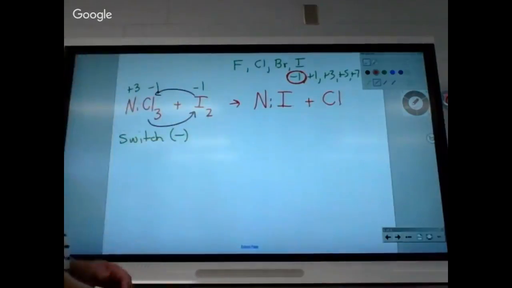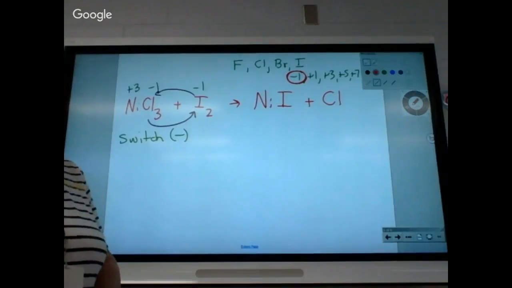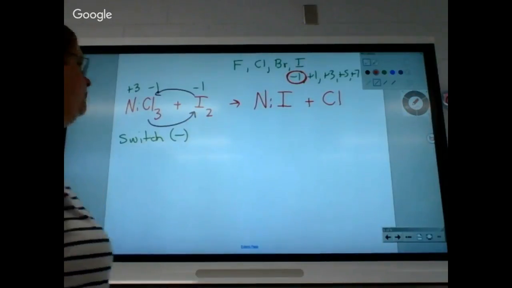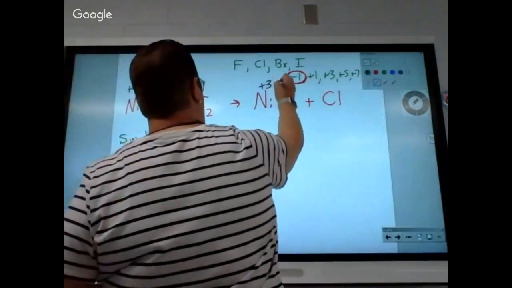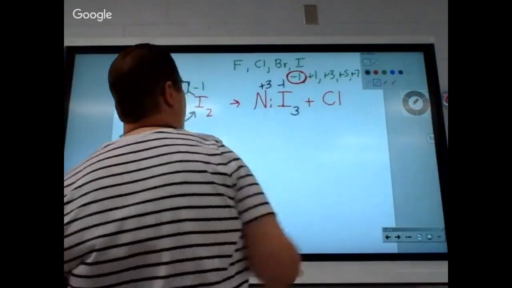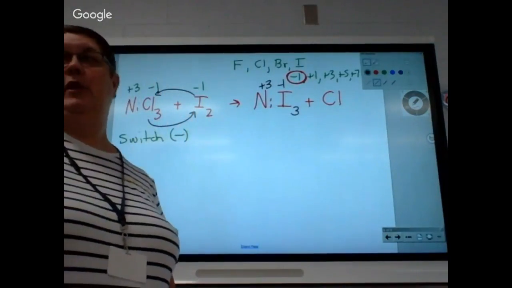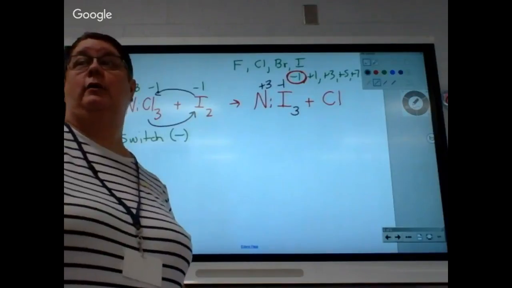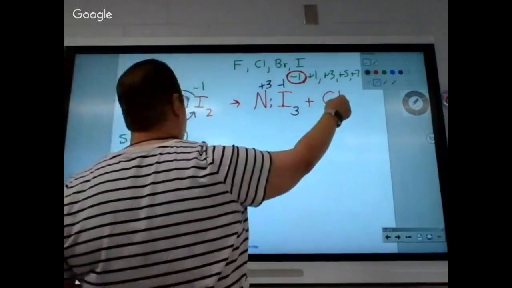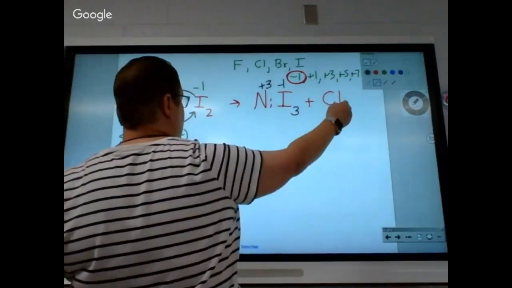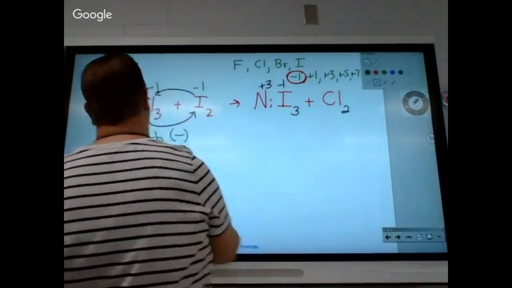Now, again, no subscripts because I don't have a what in this equation? A polyatomic ion. So, oxidation numbers. +3, -1. I bring my 3 down. Why did I do that on that particular thing? Why did I know to crisscross? It's a compound. Okay? This right here is an element. Is it a diatomic? Yes. We put a 2 there.